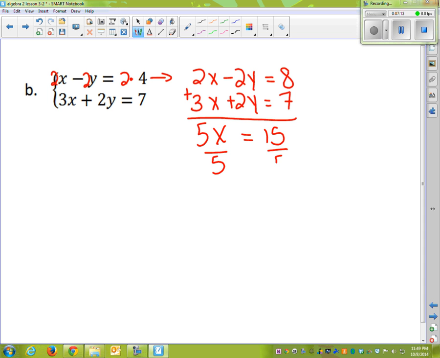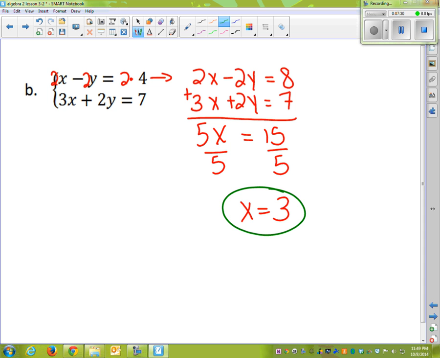Solve for x. X is equal to 3. So again, we can do this. You can multiply an equation by anything as long as you multiply everything in the equation by that same number.